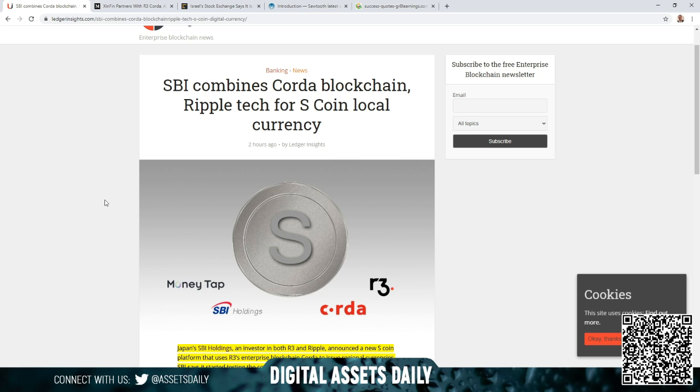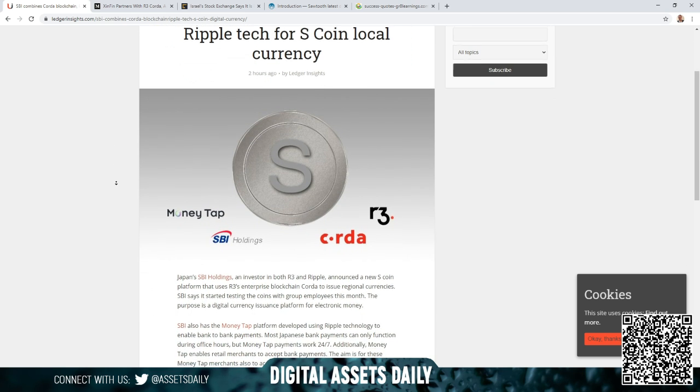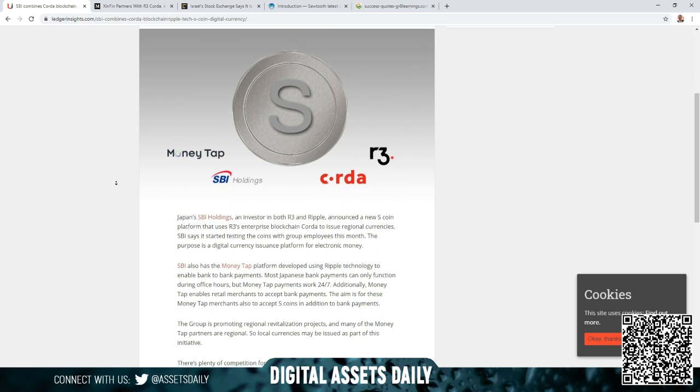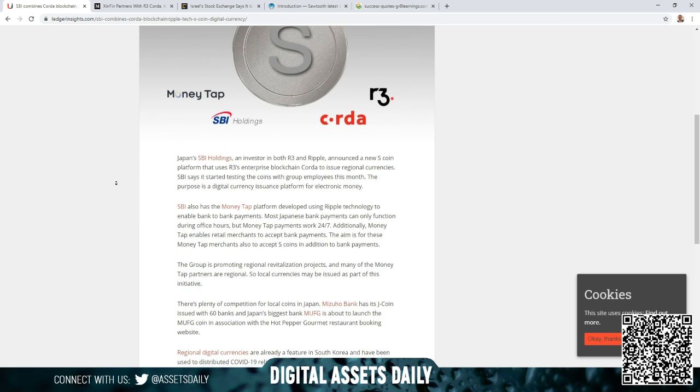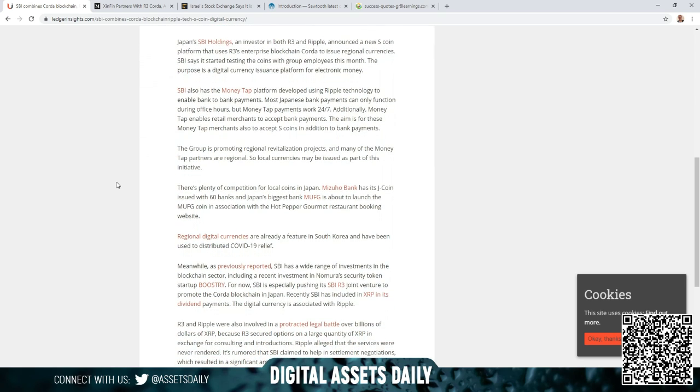SBI combines Corda blockchain and Ripple Tech for S-Coin local currency. And I am not sure who approved a title like S-Coin. Very interesting. No joke, it took me a little bit to believe that this was even a real article with a title like that. Japan's SBI Holdings, an investor in both R3 and Ripple, announced a new S-Coin platform that uses R3's enterprise blockchain Corda to issue regional currencies, SBI says.